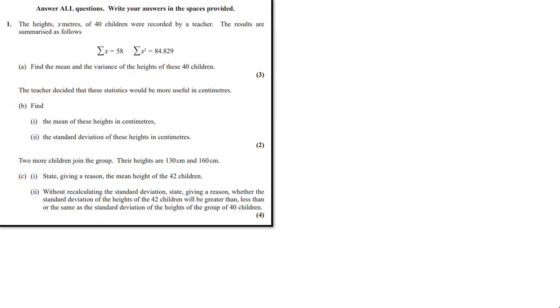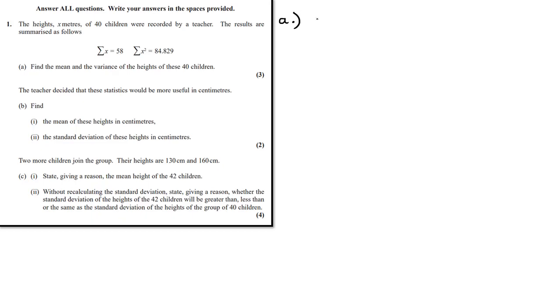Starting with question 1 on this predicted paper, we're beginning with the stats part of the exam. So everyone's favourite, part A, pretty straightforward. What we've got here in context is the heights, x metres, of 40 children, and these summary statistics. In part A, we're simply asked to find the mean and the variance of the heights of these 40 children.